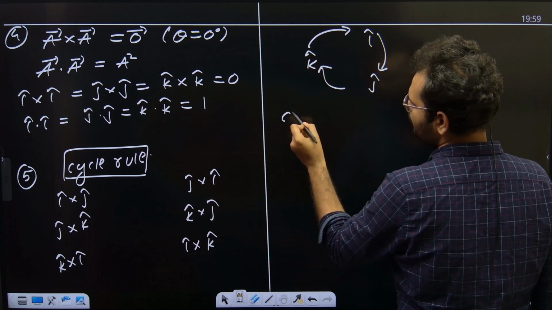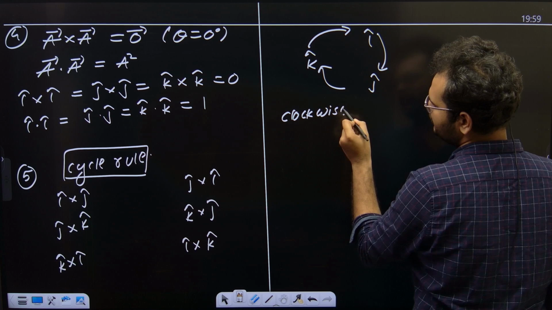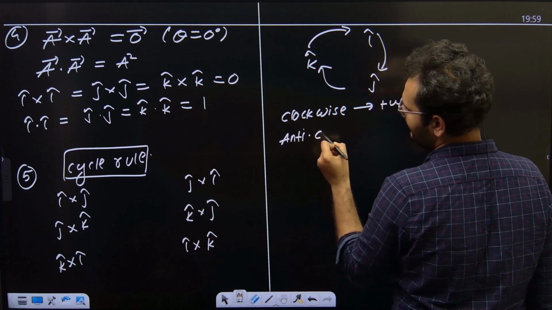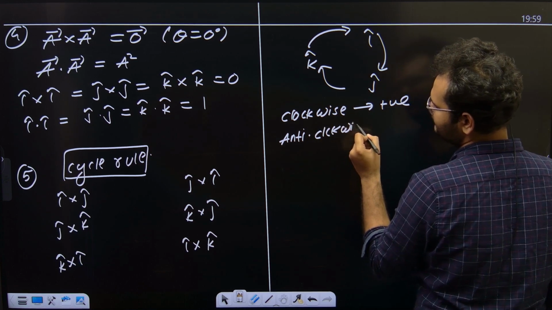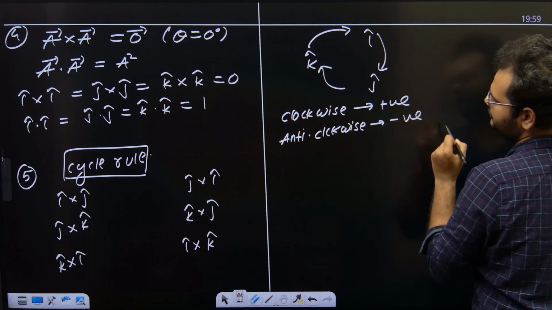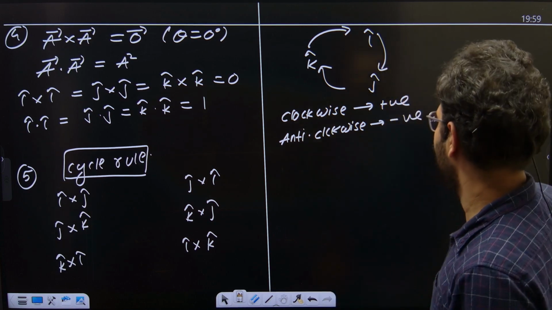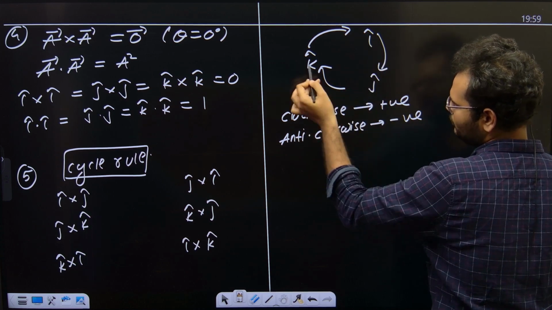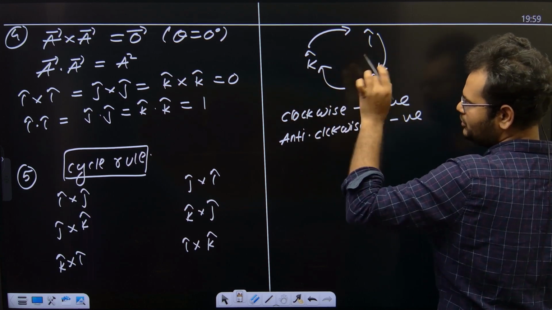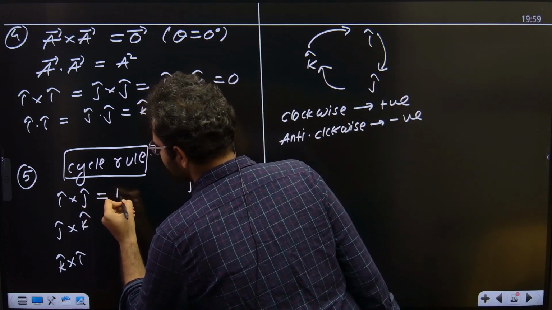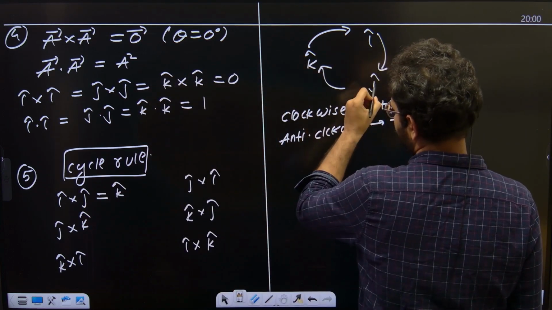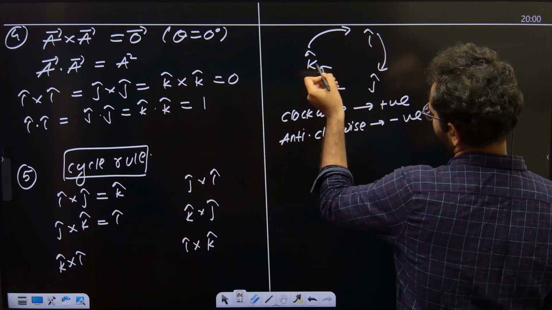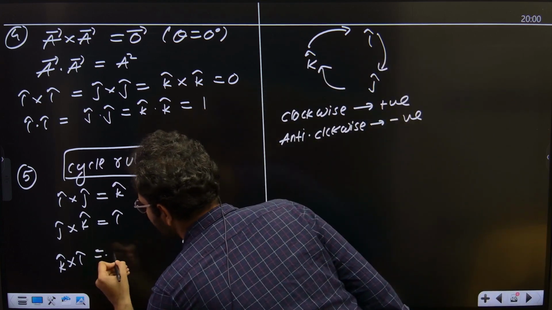If you go clockwise, you have to be positive, and if you go anti-clockwise, you have to be negative. Are you getting it? First, I cross J. I will go one by one. I cross J, what will I write? K, because this is clockwise, so positive. I cross J is plus K cap. Then J cross K is I cap. K cross I is J cap.